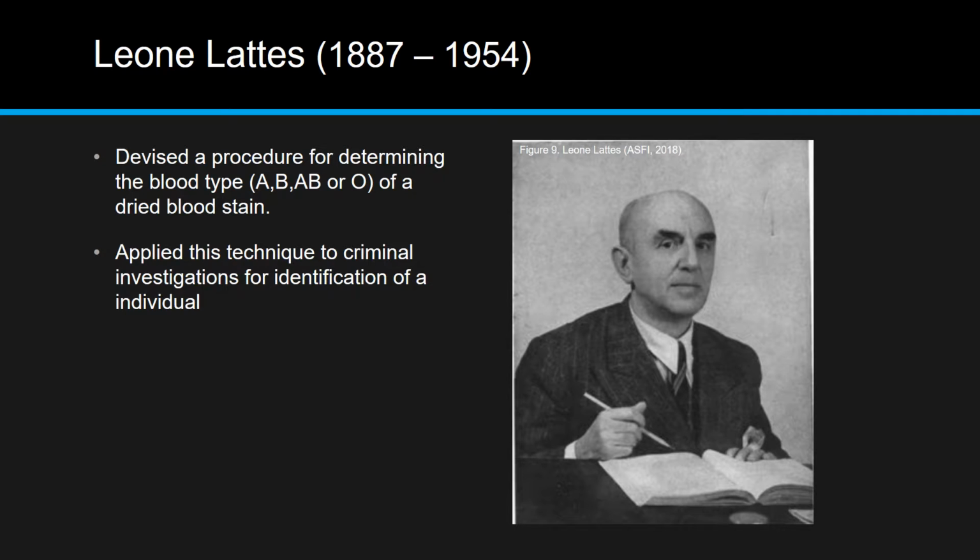Leone Lattes devised a procedure for determining the blood type A, B, AB, or O of a dried blood stain. He applied Landsteiner's ABO blood group technique, and this method he immediately applied to criminal investigations for identification of an individual.